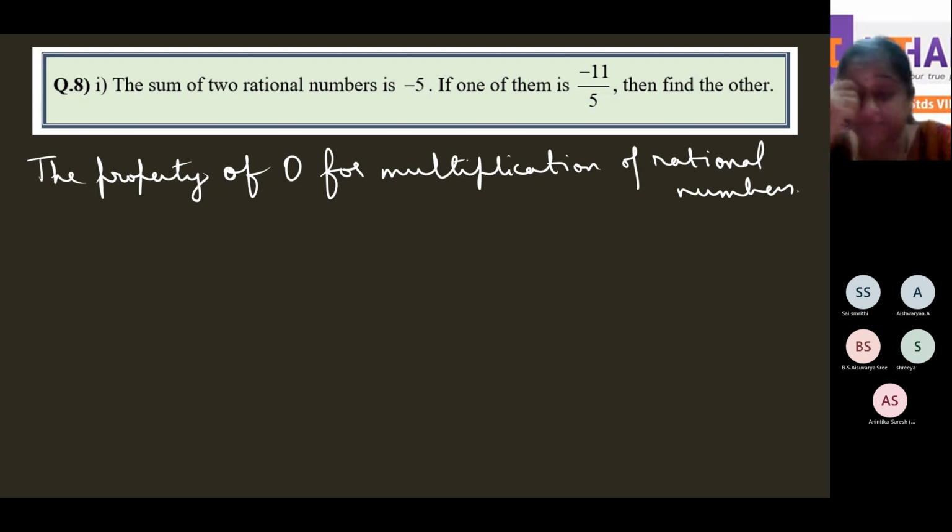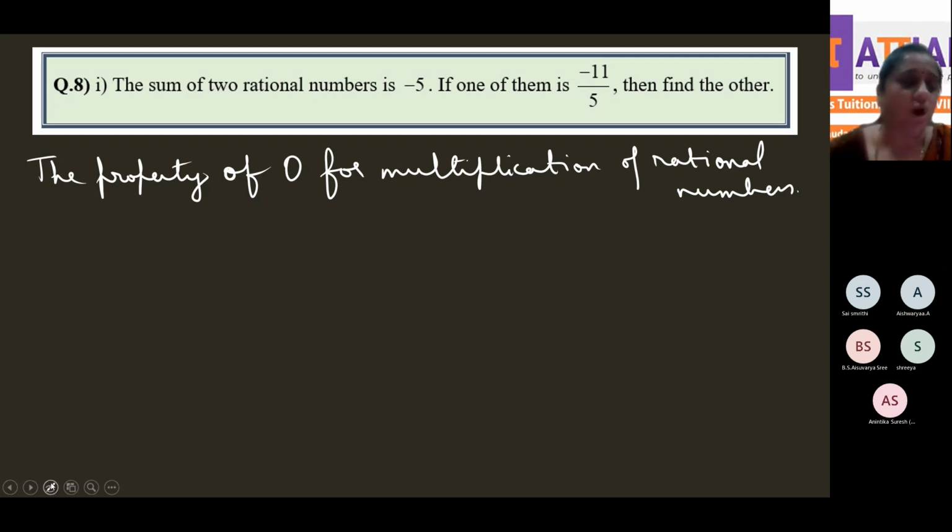Next one. Ma'am, it's distributive. Sai Smriti. Yes, ma'am. Distributive property of multiplication under addition of rational numbers. Very good. Distributive property of multiplication over addition.